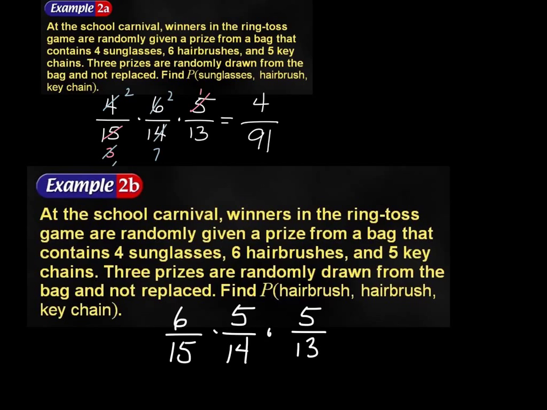And once again, we can cancel. Well, the 5 will cancel. Oh, and the 3 will cancel. And the 2 will cancel. And I think that's all we can cancel. So we have 1 times 5 is 5 over 7 times 13 is 91 again. So I guess we could say that outcome is slightly more likely.